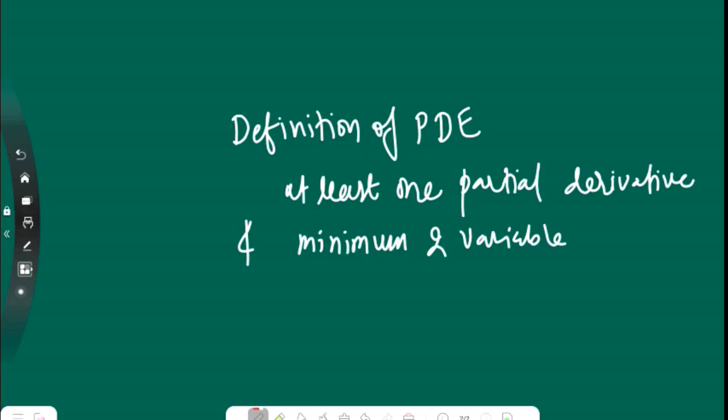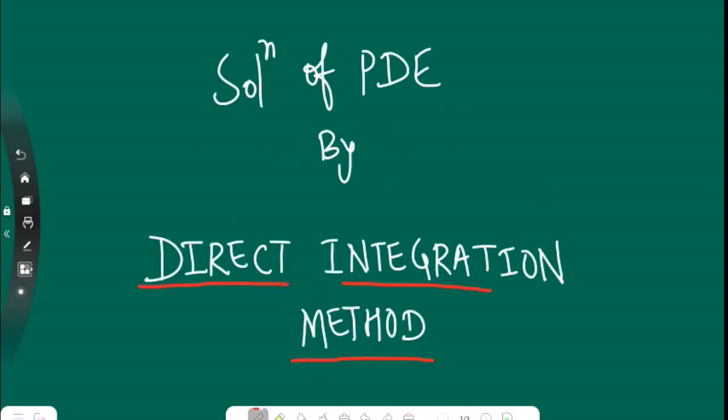So this was the definition of PDE, and order and degree. So the order was the highest order partial derivative present in the equation, and the degree was the power of the highest order derivative. Okay, let's get back to our class.